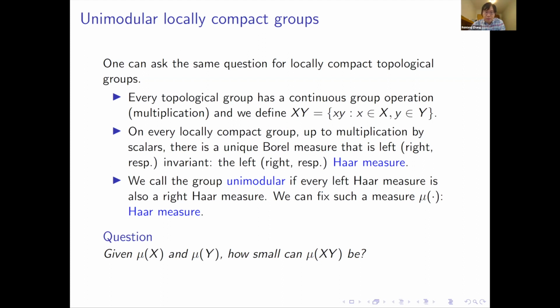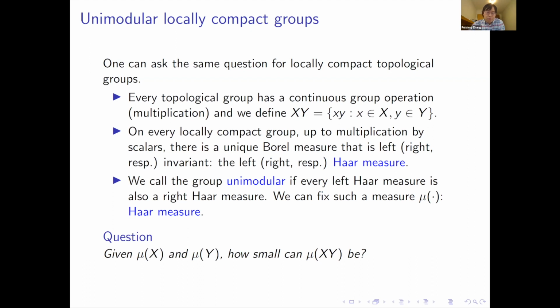And similarly, there's a right Haar measure. The simplest setup will be when the two agree. We call the group unimodular if the two agree up to, again, multiplication by a scalar. So if a left Haar measure is also a right Haar measure, we call this group a unimodular group. I will give some examples of unimodular groups in a minute. But in this setting, we'll fix such a measure, I'll call it mu, and it's known as the Haar measure.